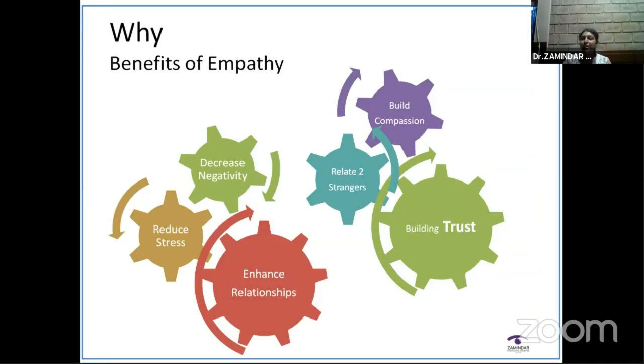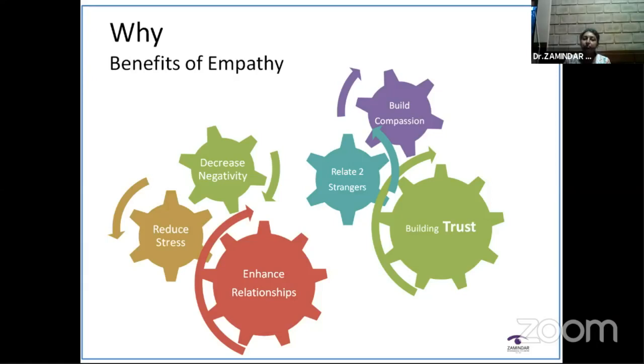Why should we practice empathy, and what are the benefits we reap by being empathic? It's a bi-directional thing. Not only the patient, even the physician reaps an optimum amount of satisfaction when practicing empathy. The right-hand side shows the benefits reaped by a patient, and the left-hand side depicts the benefits reaped by a physician. We build a long-lasting relationship and trust with the patient, which makes us relate easily to strangers, and we build compassion.